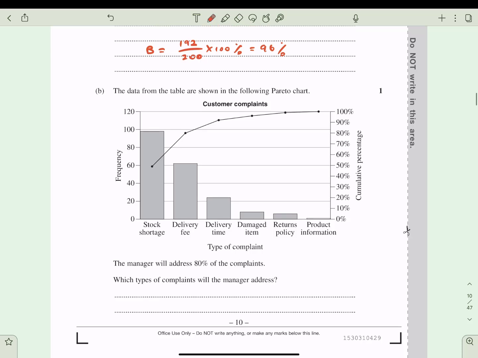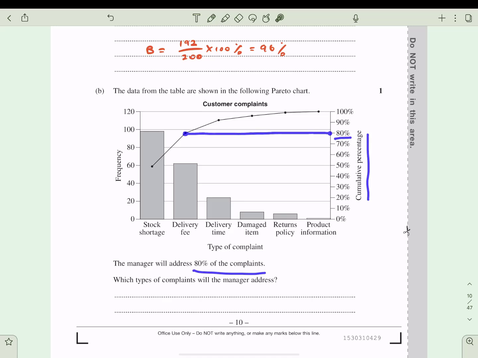For part B, the manager will address 80% of complaints, and here we have a Pareto chart that shows us the complaints. If we look at the Pareto chart, we should notice that on the right axis, we have a cumulative percentage. So when my cumulative percentage is 80%, those are the complaints which the manager will address. Looking at this dot here, that pretty much matches up with 80%.